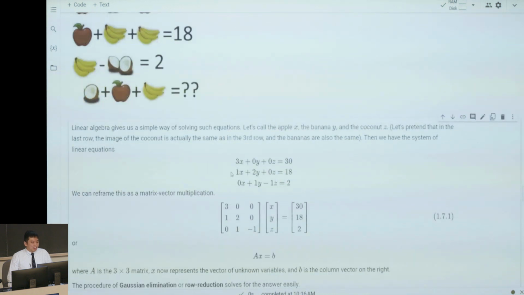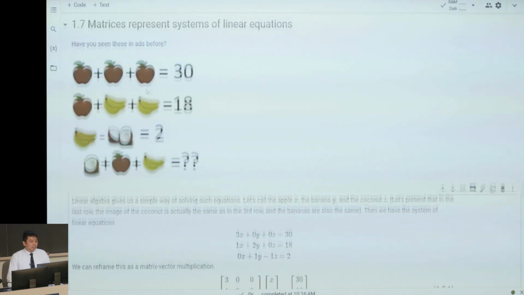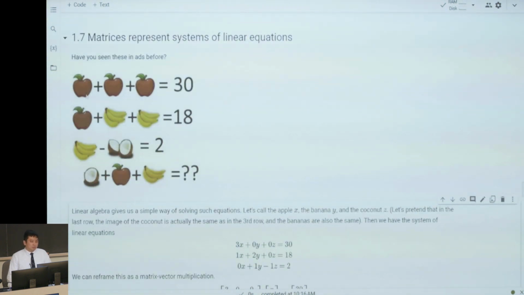Okay, so with that, if you look at these 3 equations, you can actually make a matrix vector multiplication equation out of this. So you have the matrix here, which are the coefficients, 3, 0, 0, 1, 2, 0, 0, 1, minus 1. And if you multiply that by the column vector x, y, z, you would get everything on the left side here. And you're setting it equal to everything on the right side. So matrices are a convenient way to express systems of linear equations.